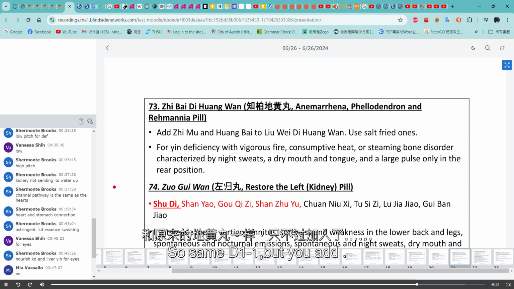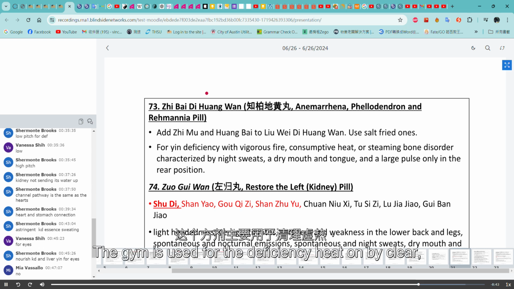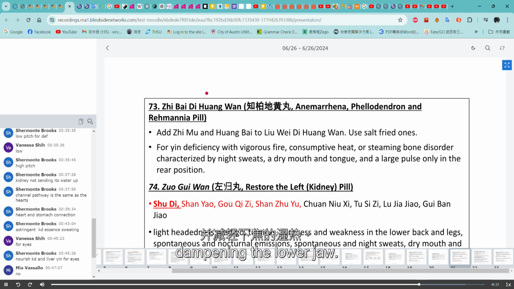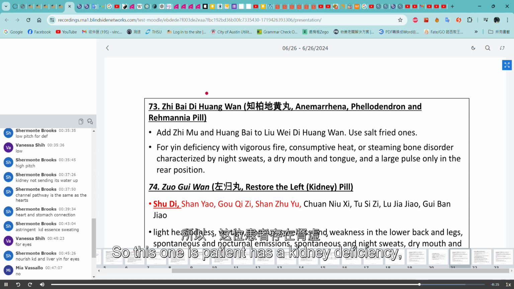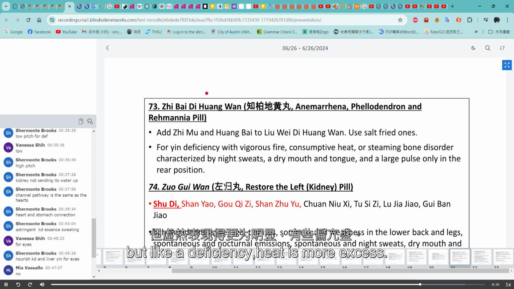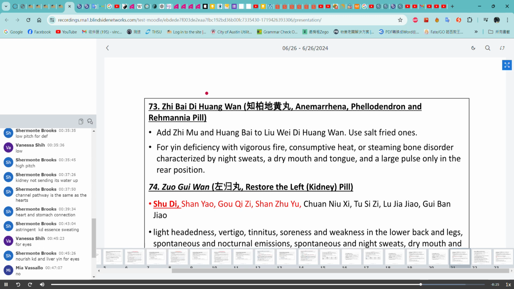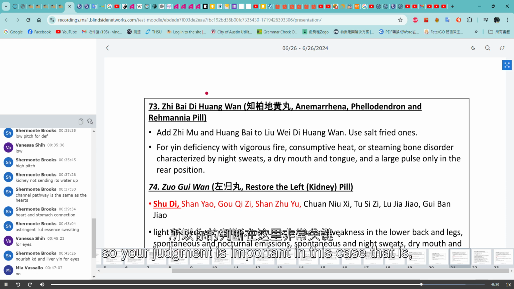Zhi Bai Di Huang Wan is like Zhimu Huangbai, so the same Di Huang Wan, but you add Zhimu and Huangbai. Zhimu and Huangbai typically clear deficiency heat. In this case, the Zhimu is used for the deficiency heat. Huangbai clears dampness in the lower jiao. So in this one, the patient has a kidney insufficiency, but the deficiency heat is more excessive. Your judgment is important in this case.